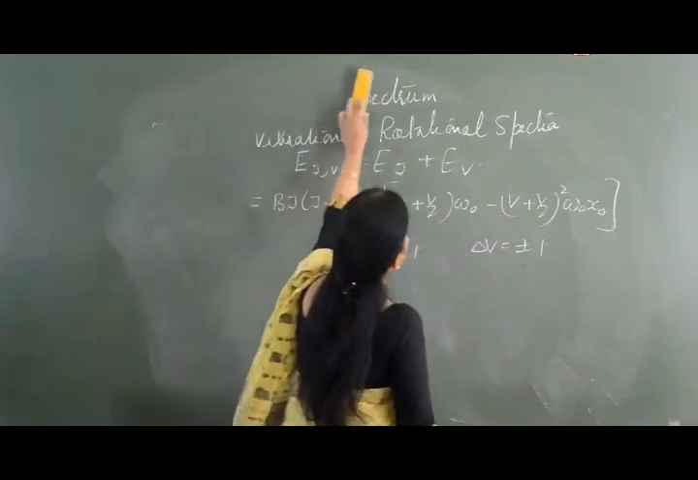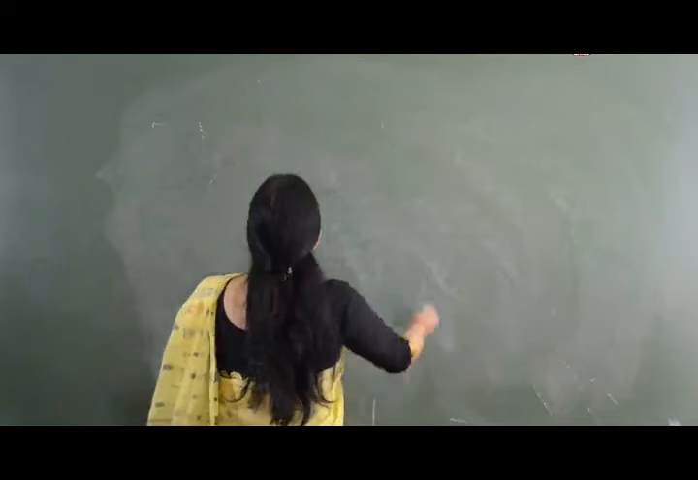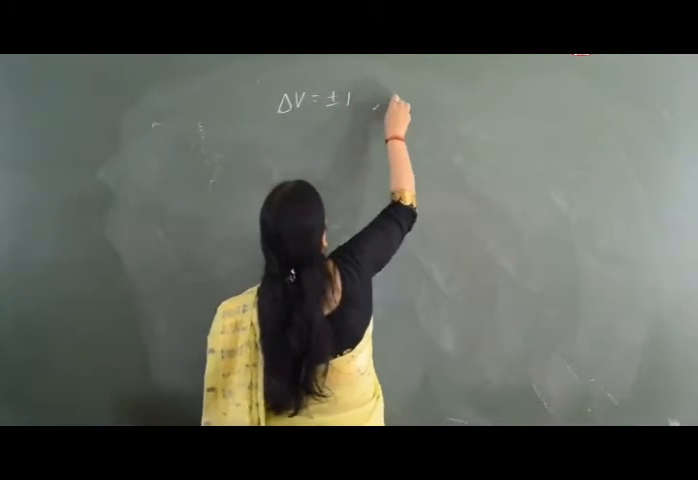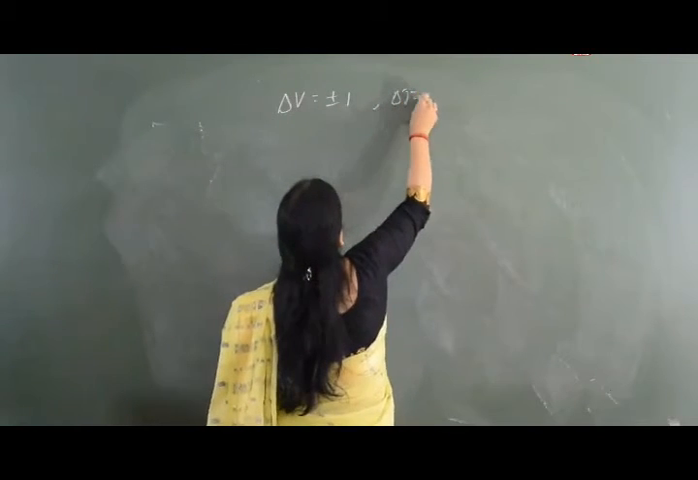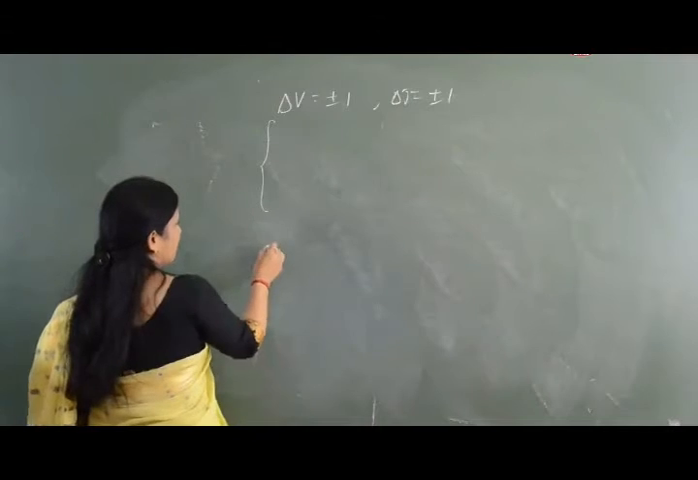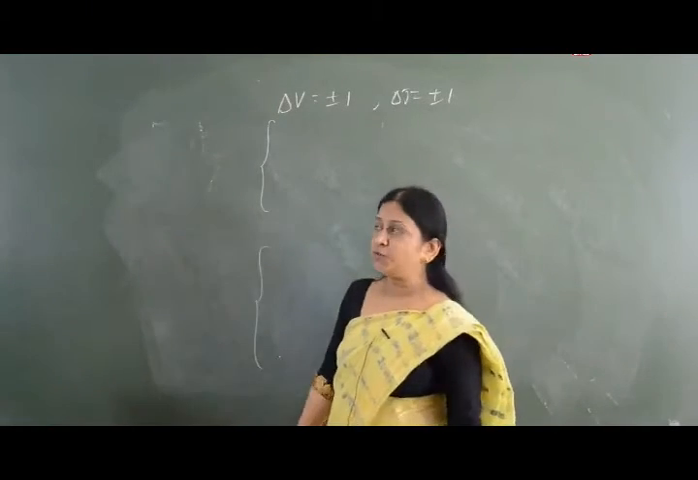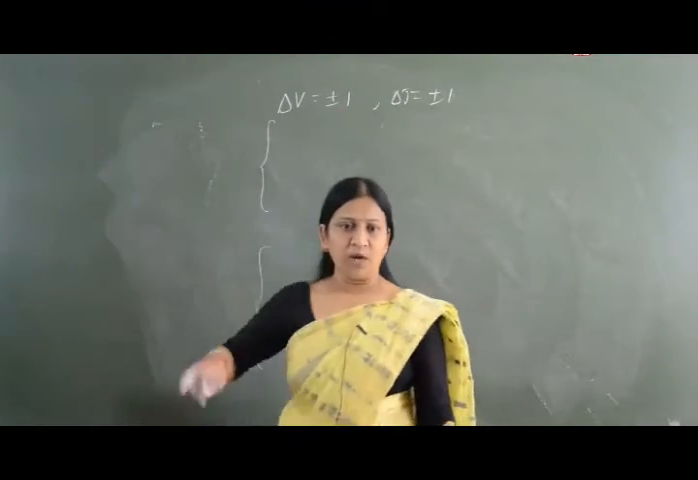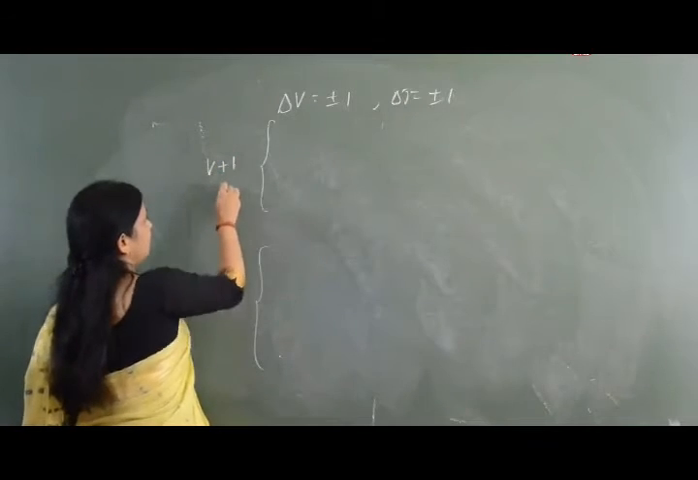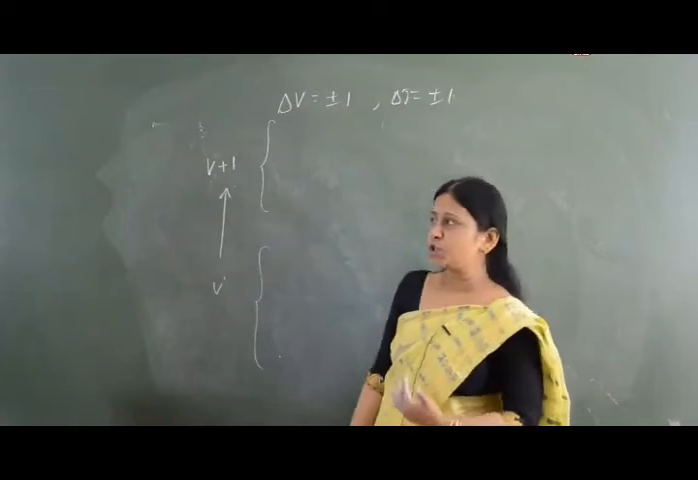Now, if we draw this vibrational and rotational spectra, here we have to consider Δv is equal to ±1 and ΔJ is equal to ±1. So the transition is going to take place from V to V plus 1. This is V and the transition is taking place to V plus 1. So this is vibrational changes or vibrational spectra.